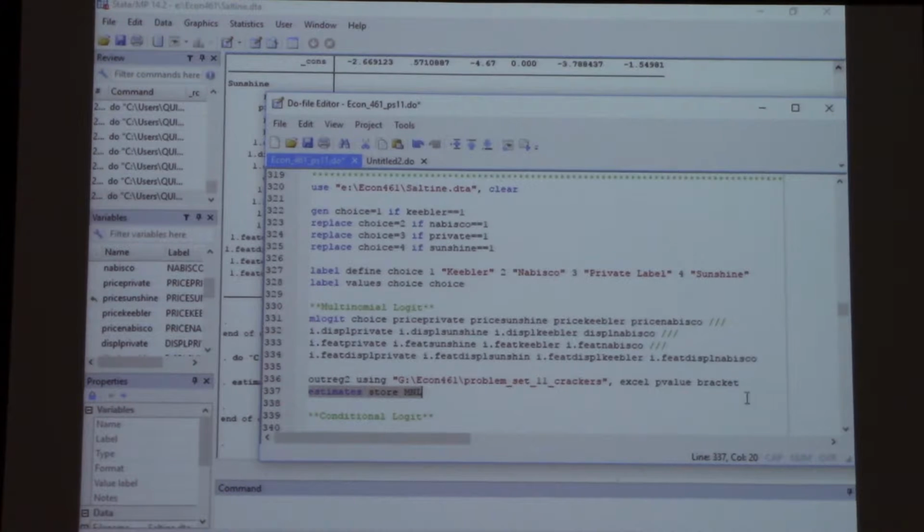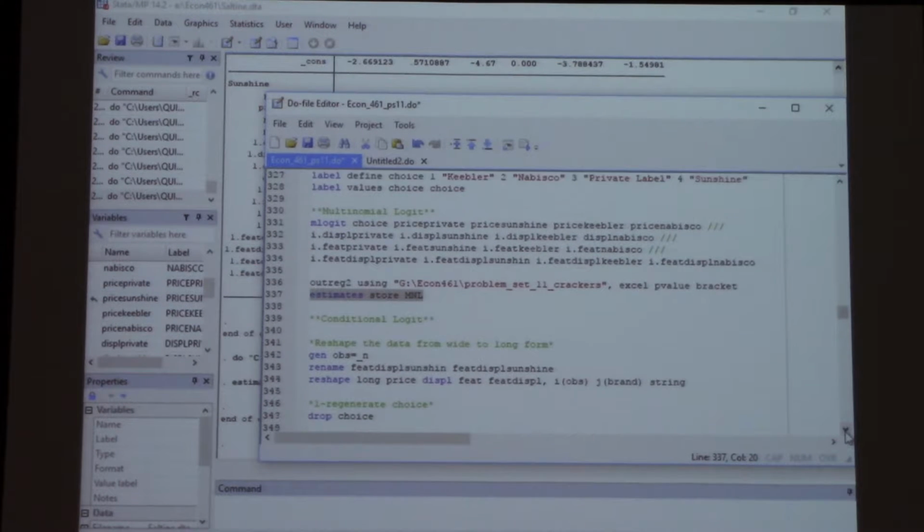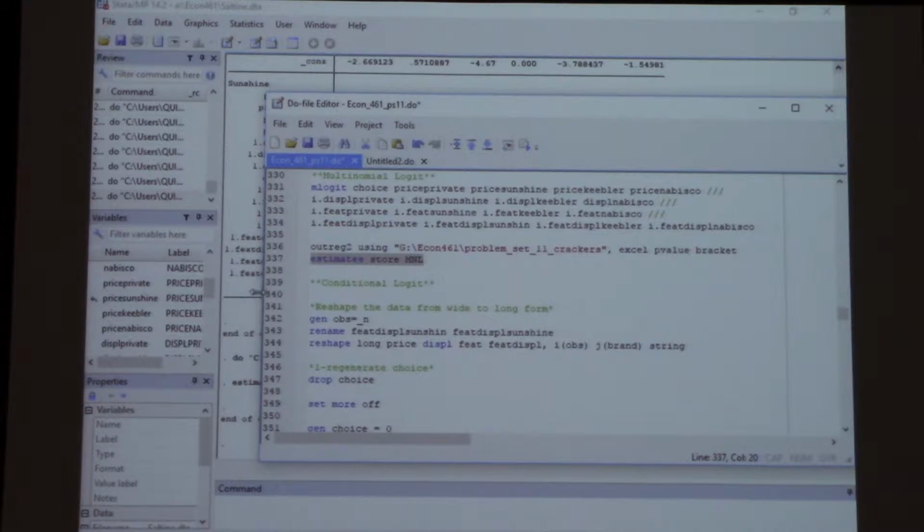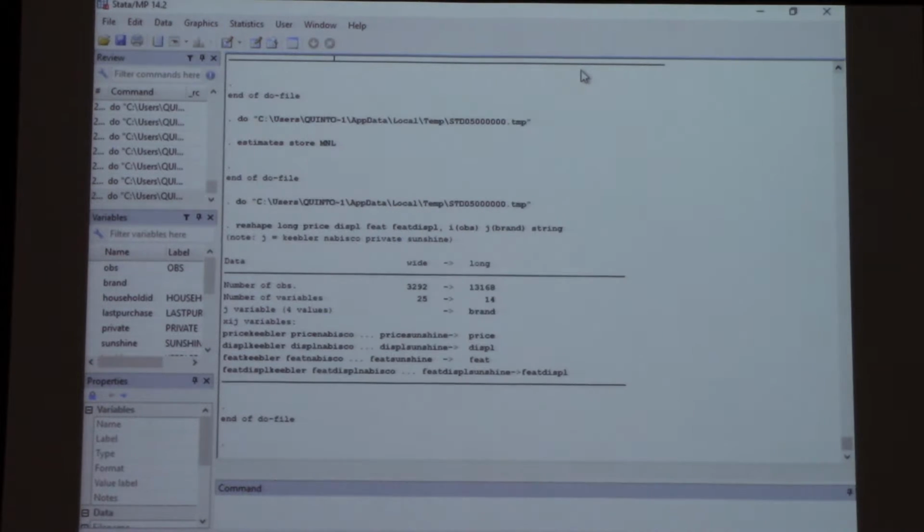So we need to reshape the data. I think we have observations in here. I think I've already done that. So we go from 3,200 to 13,000 observations. We constructed this new variable called brand. That new variable is going to be a string variable, and we have to indicate that because I think the default is numeric. So indicate that it's a string variable. It won't run if you don't put the string in there, by the way.